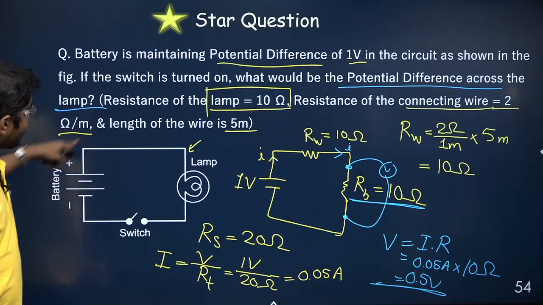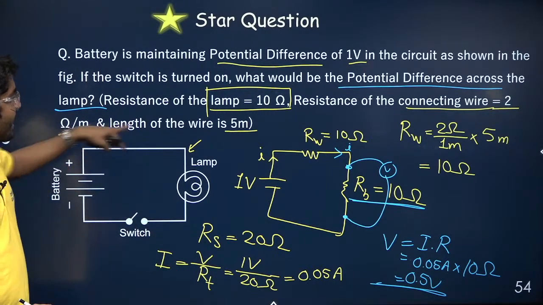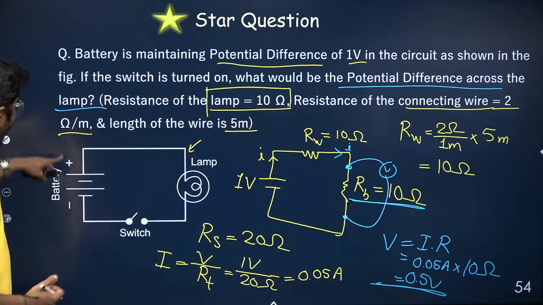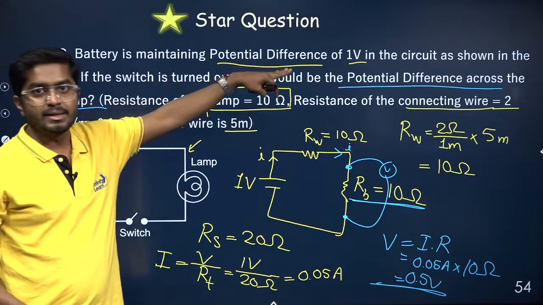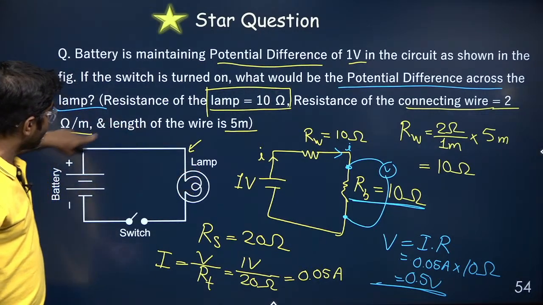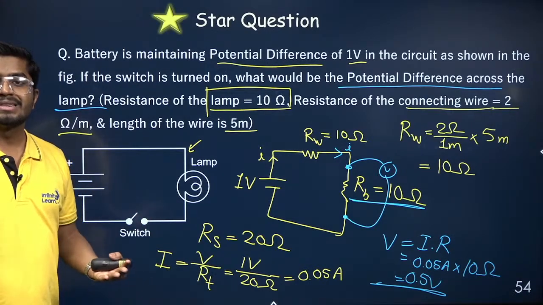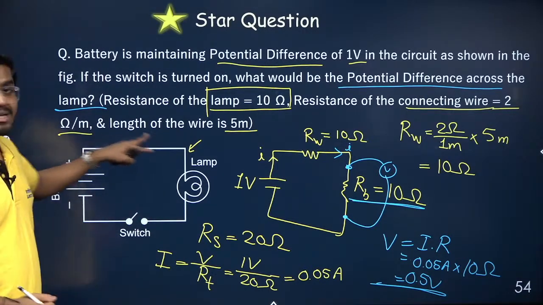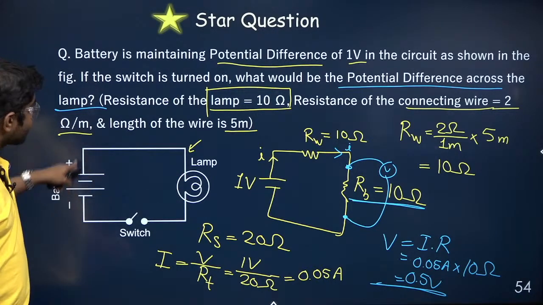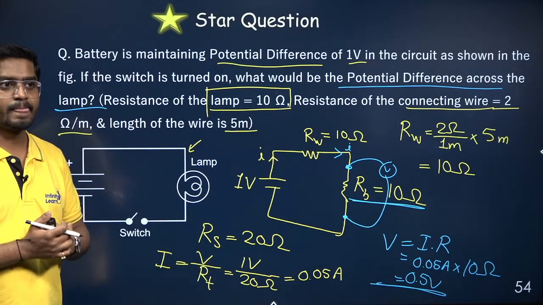Usually these connecting wires have negligible resistance, but because there is a special wire, this connecting wire has the resistance. So out of this 1 volt, only 0.5 will be across the lamp and the other 0.5 will be across this connecting wire. So we are losing that much potential. That is the reason we use only very good conductors such as copper or aluminium as conducting wires. So there is no loss in the potential difference.